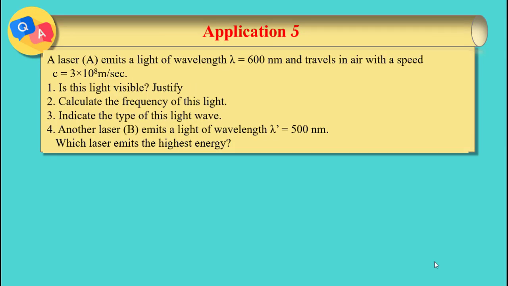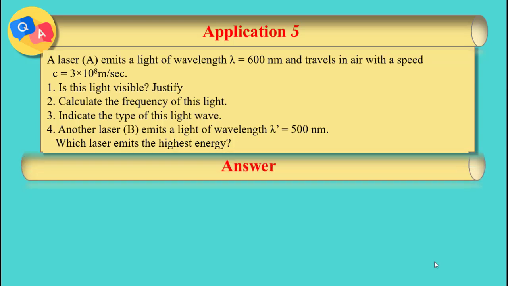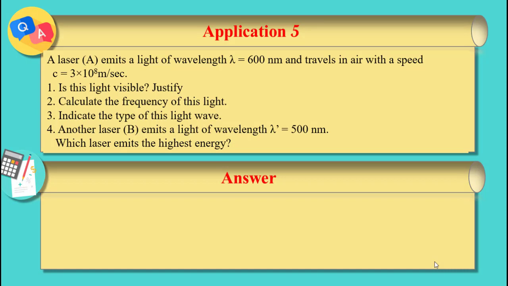A laser A emits a light of wavelength lambda equals 600 nanometer and it travels in air with a speed c equal 3 times 10 to the power 8 meter per second. Is this light visible? Justify. In the visible spectrum, we have noticed that the range of visible wavelengths lies between 400 and 800 nanometer if the wave is propagating in vacuum. Then yes, this light is visible since its wavelength ranges between 400 and 800 nanometer.